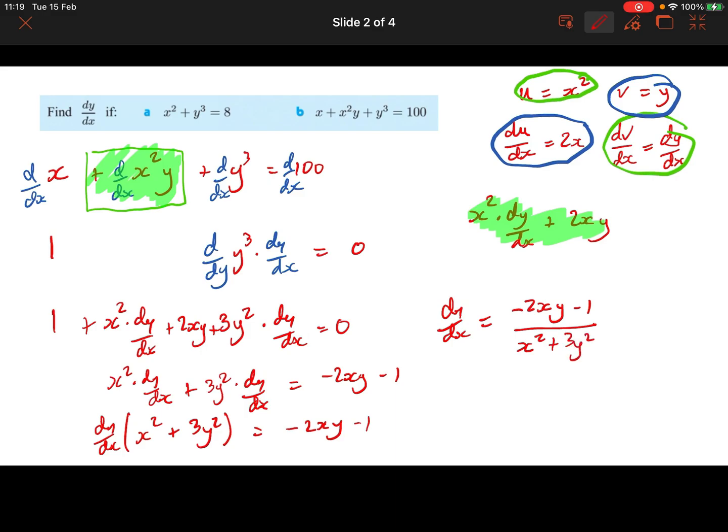So you've found the gradient function in terms of x and y. If you want to know what the gradient is at a specific point, you need to know both the x and the y value at that point. Okay, I hope that makes sense. So you need to do implicit differentiation, combining the product rule into that. Okay, you can ask me if you're not sure.